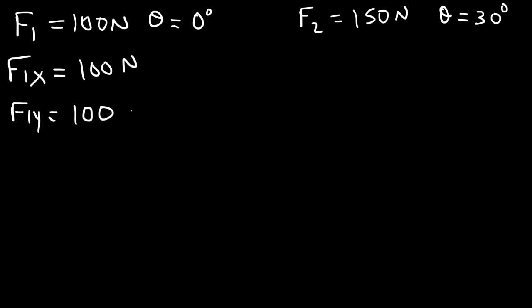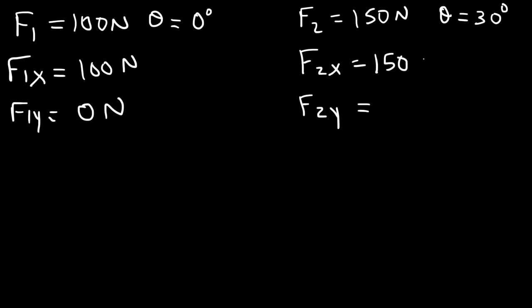f1y is going to be 100 sine of 0. Sine of 0 is 0. 100 times 0 is going to be 0. Now, let's do the same for f2x and f2y.